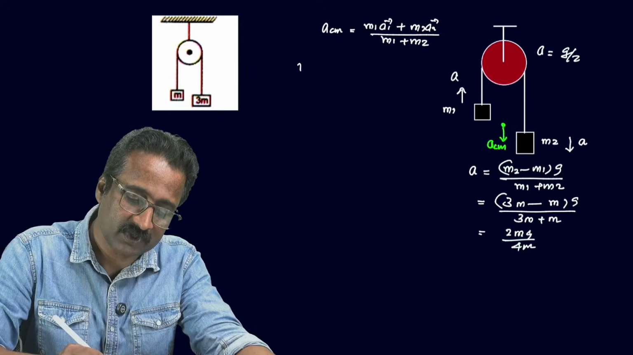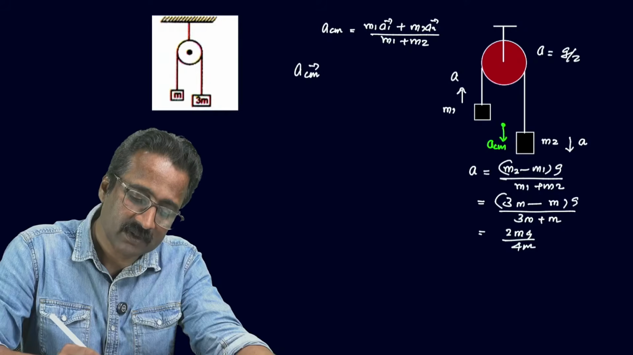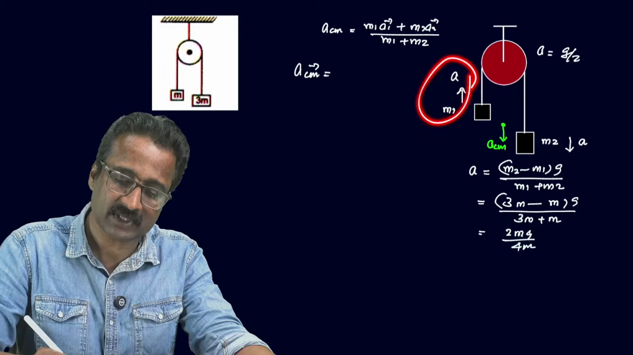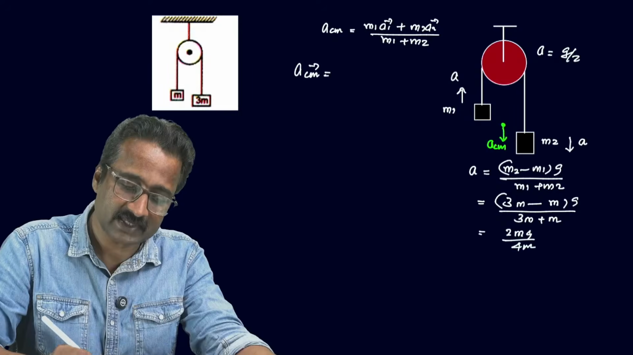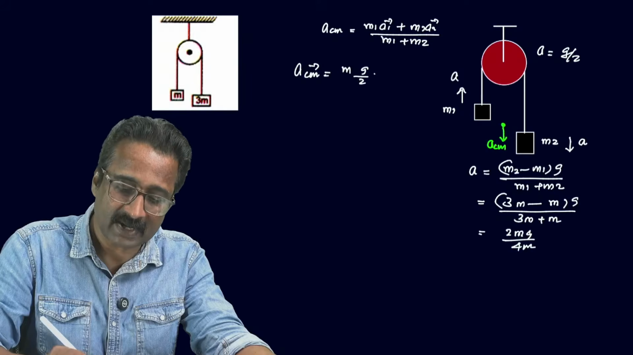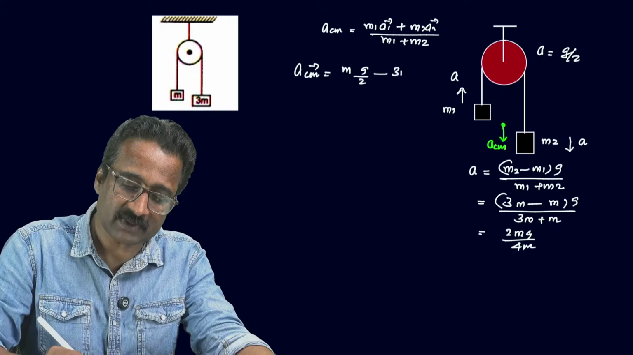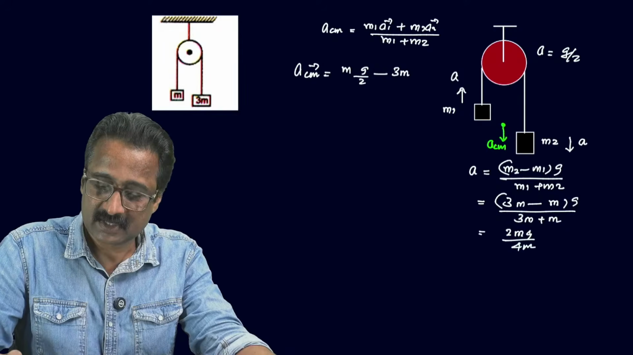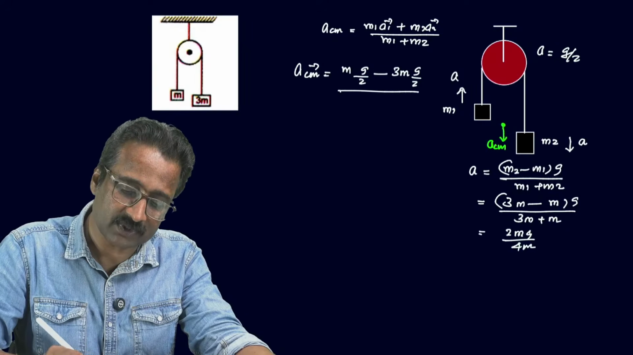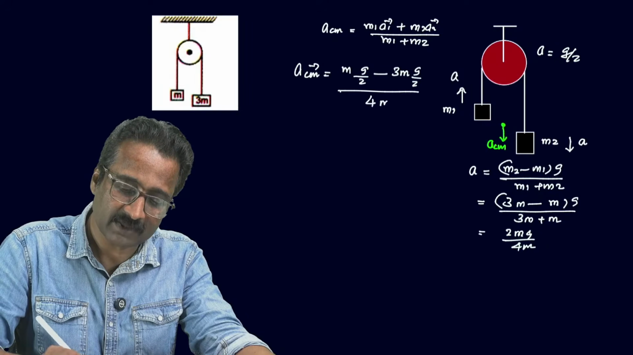So let me start putting values. Hope that I am not wrong. Okay, ACM is equal to m1 a1, which means m into a, and a is g by 2. So I have m into g by 2. This is upward, minus m2, which is 3m in our case. So 3m into, it is again g by 2, divided by m1 plus m2, which is m plus m, that is 4m.